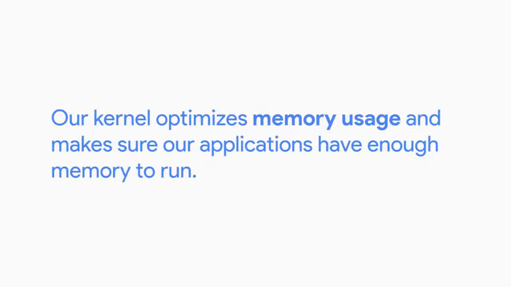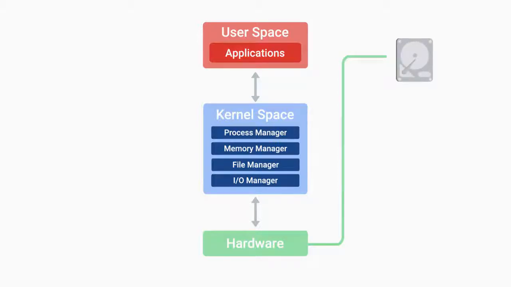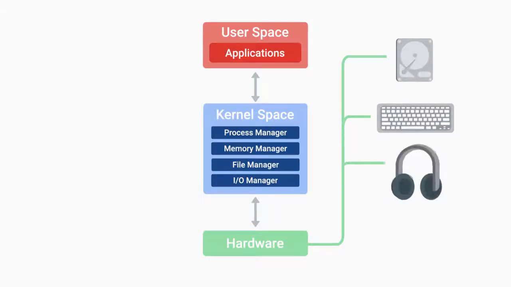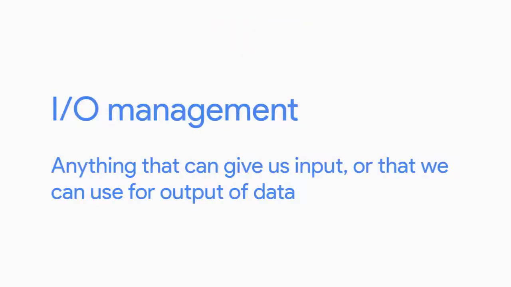Next up is memory management. Our kernel optimizes memory usage and makes sure our applications have enough memory to run. We won't get into too much detail right now, so stay tuned for more on this in the next few videos. The last important function that a kernel performs is input-output, or I/O management. This is how our kernel talks to external devices like disks, keyboards, network connections, audio devices, and more. I/O management is anything that can give us input or that we can use for output of data. If you've ever saved a file to disk, clicked a mouse button, or used a microphone when video chatting with a friend, you've got the kernel's ability to manage I/O to thank.